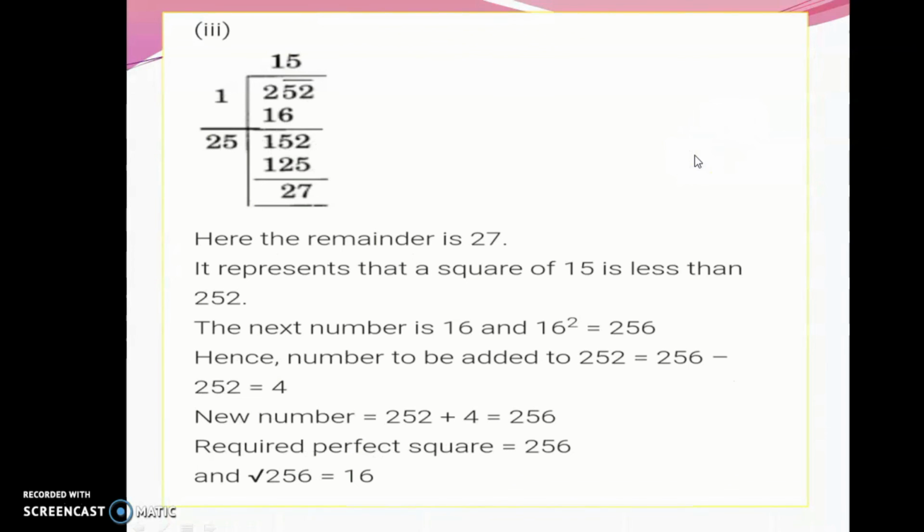Third part is 252. In this case, quotient is 15 and remainder is 27. So it represents that square of 15 is less than 252, and the next number is 16 and its square is 256. So which number is to be added? 256 minus 252, that is 4. So the new number will be 252 plus 4, that is 256, and square root of 256 will be 16.